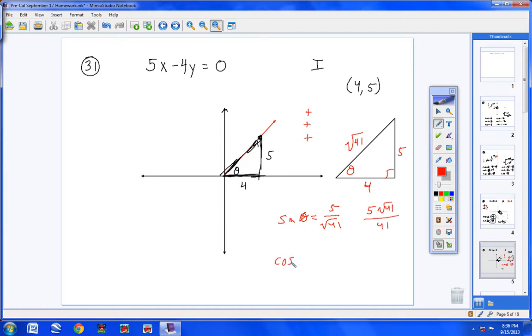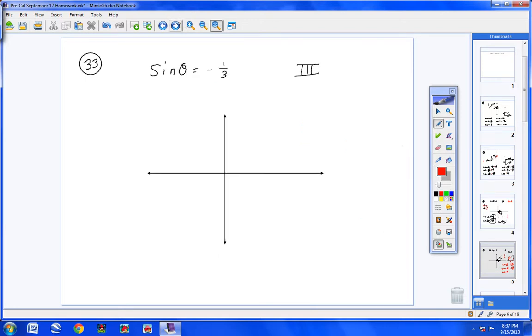Now let's find the cosine of theta. The cosine of theta is adjacent over the hypotenuse. Multiply the top and the bottom by the square root of 41, and you get 4 square root of 41 all over 41. And then tangent of theta equals opposite over adjacent, 5/4. So there we go. Moving along, doing good.